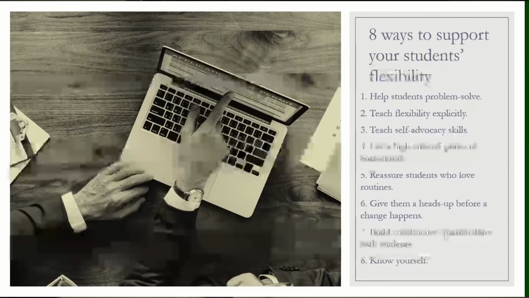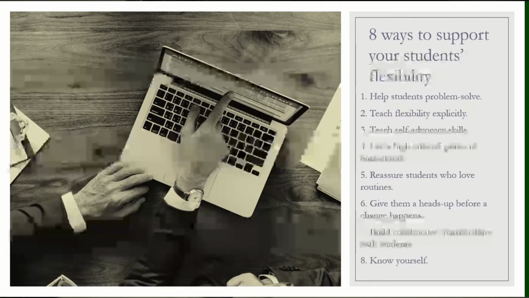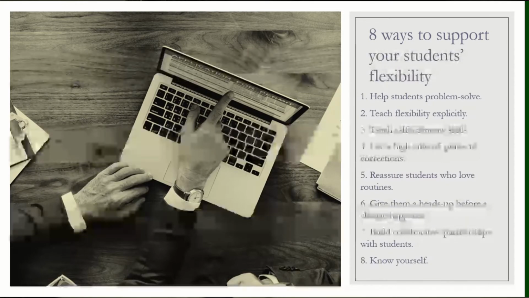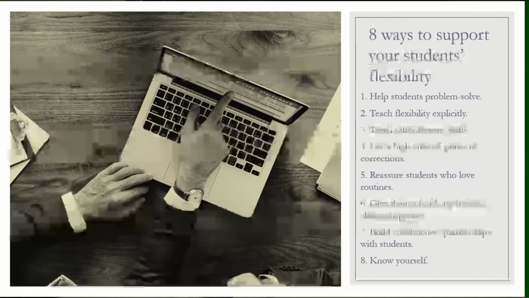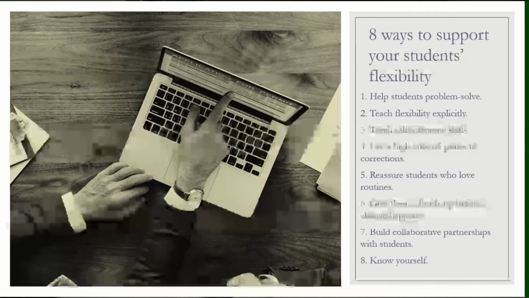Number 6 is give them a heads up before a change happens. Many students, both with or without, for example, working experience, experience high levels of stress in their work or in school. So during a change in their routine or classroom environment, a stressed out student will find it really tough to be flexible. How can you help? You can help by priming students ahead of time for a change. Let them know exactly what's going to happen and frame it as a great opportunity to show how flexible you are.